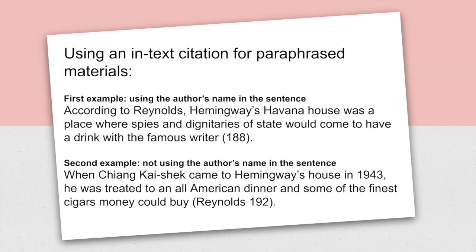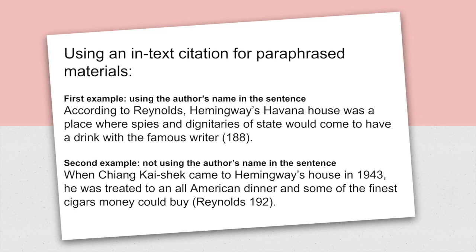Okay, so a few things to go over. Using an in-text citation for paraphrased material. So when you're not quoting something, you're putting it in your own words, but you got it from the book. So I used a few examples from my book. The first one is when you use the author's name in the sentence. I think you guys know how to do this, but we'll go ahead and go over it. "According to Reynolds," in the citation, I don't need to have the author's last name because it is right here. Okay, it is in the same sentence.